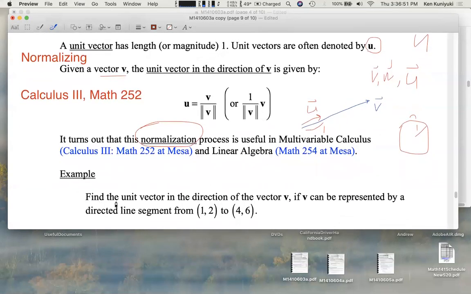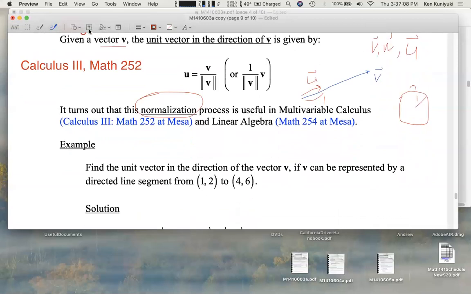So, for example, find the unit vector in the direction of the vector V if V can be represented by an arrow, a directed line segment, from the initial point 1, 2 to the terminal point 4, 6. Here's the example I was promising earlier. 1, 2 is the initial point. 4, 6 is the terminal point. When we draw this arrow, let's find the vector V in component form.